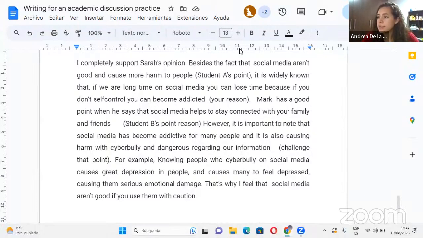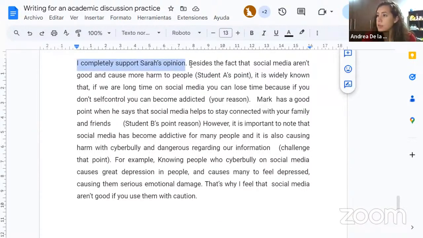Guys, so let's see, this is Maria Rene's response. So she says, I completely support Sarah's opinion, great. Besides the fact that social media aren't good and cause more harm to people, okay, this is a student's point, but what you're including here, this is kind of the same as Pamela. You're mentioning Sarah's opinion instead of Sarah's reason, right?